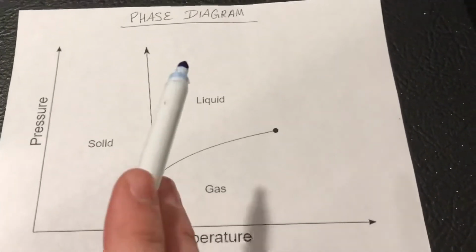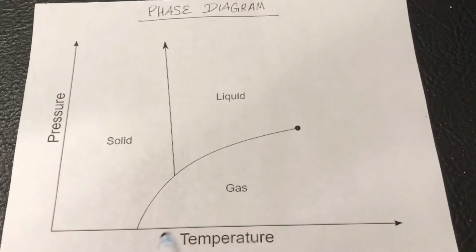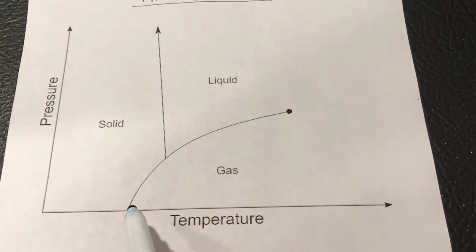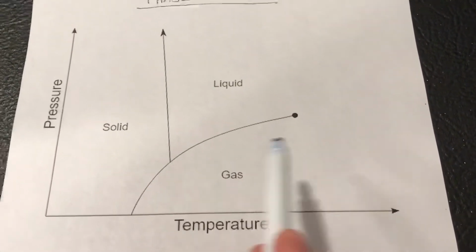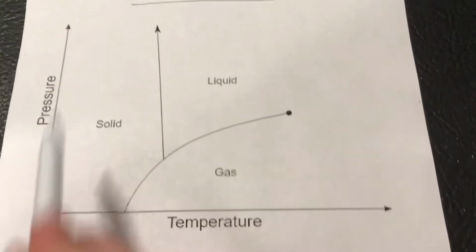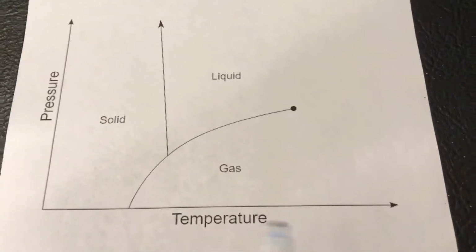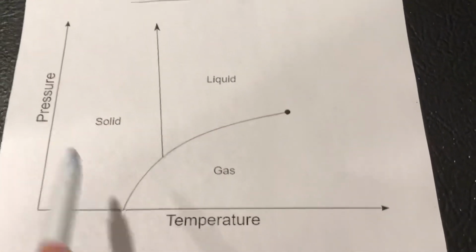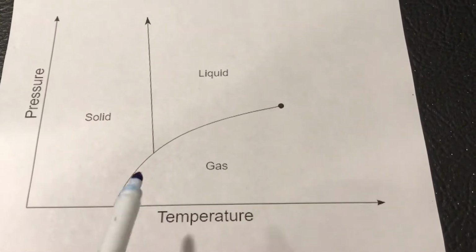So pretty much a phase diagram is just a graph. It's got two lines up here. Usually they could be straight, one could be curved, both could be curved. Pressure is normally on the y-axis, temperature on the x-axis. Normally there are numbers, but for just our notes, I'm not going to care about that.